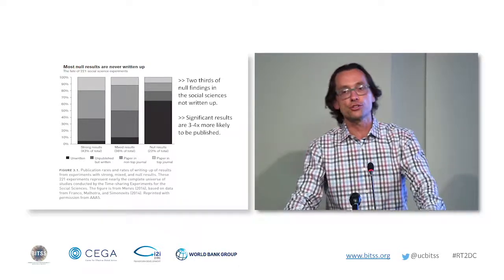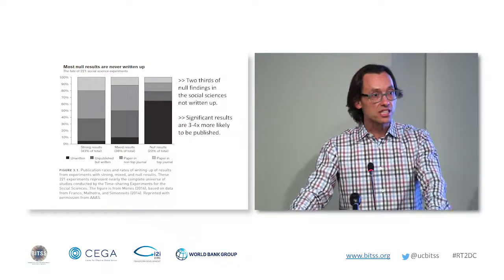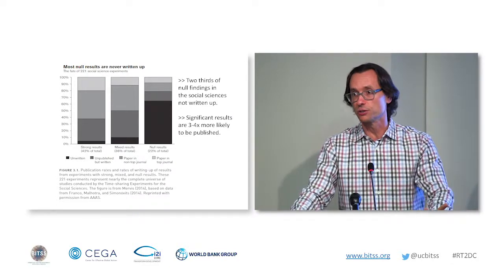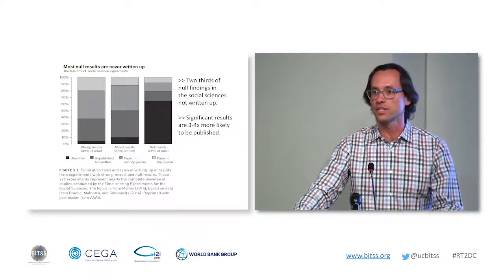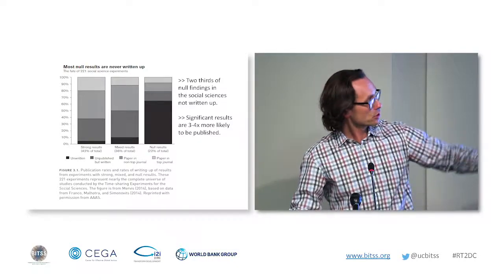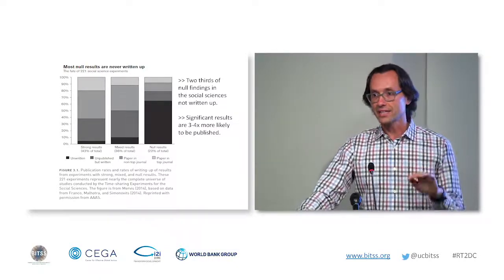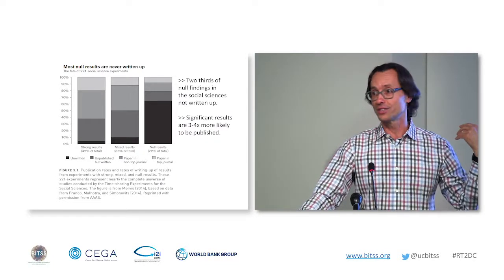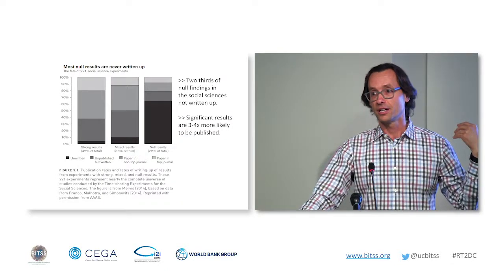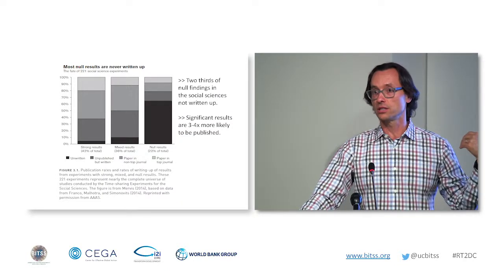Here, 2/3 are just never written up. No one has seen these results. They don't exist for the scientific community for the most part. Very few are published in top journals, etc. So null results are way less likely to be published than significant results. And this is just like a decade ago. This isn't 50 years ago. So publication bias is a real concern.